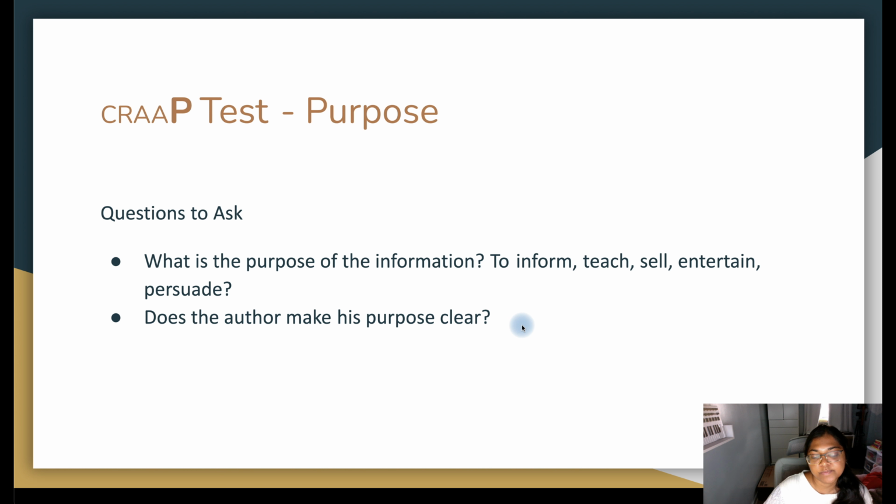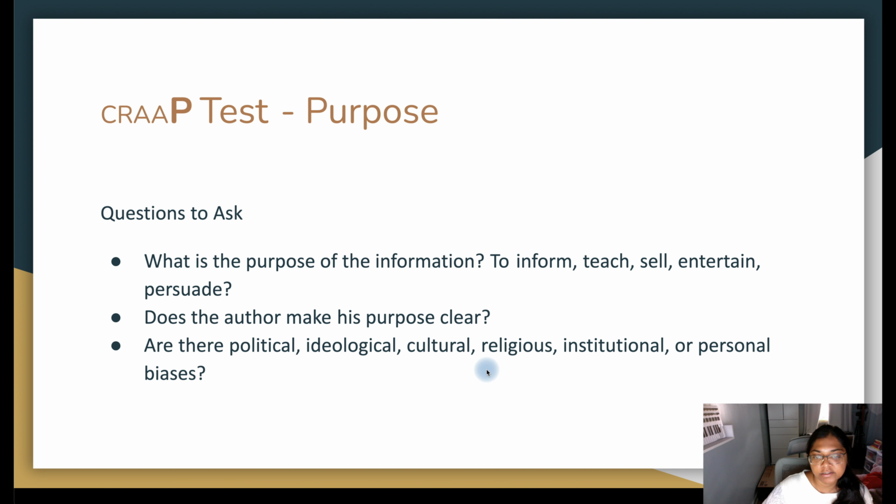Next, does the author make his purpose clear? So again, it's fine for an article to have any of these purposes, but the author needs to make it clear what their purpose is. Are there political, ideological, cultural, or religious, institutional, or personal biases? So it's fine for an article to have these biases, but it needs to be clear, so that you can make the decision like, okay, you know what, I still want to use this article, or I want to ignore this article. But if they are trying to persuade you of something or insert their institutional biases in there, etc., without making it clear, then they're presenting that information unethically.